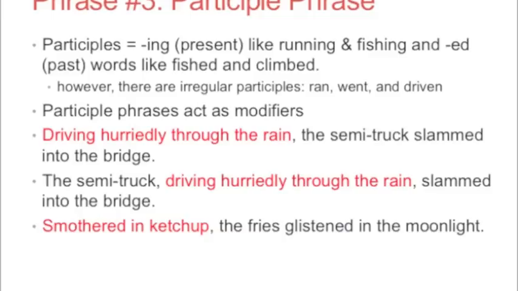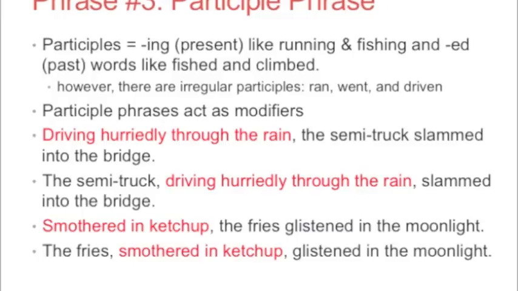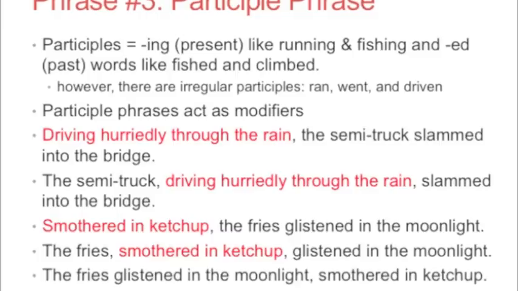Smothered in ketchup, the fries glistened in the moonlight. Or the fries, smothered in ketchup, glistened in the moonlight. Or the fries glistened in the moonlight, smothered in ketchup. Okay, I'm not obsessed with ketchup, I promise. It's just a good example. All right, so you can see how participle phrases work there. I've included an ing and an ed version, so you can see both cases.